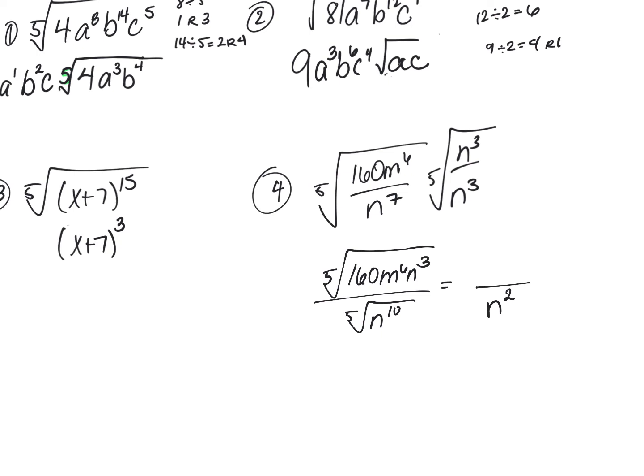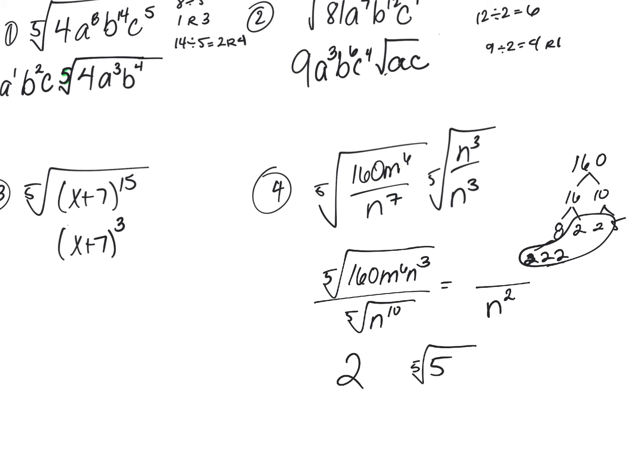Okay, so 160 is what? 16 times 10? And that is 8 times 2 and 2 times 5. And 8 is 2 times 2 times 2. So I have 5 2's, right? So it's 2 on the outside and a 5 on the inside. Right? 2, 5th root of 5.